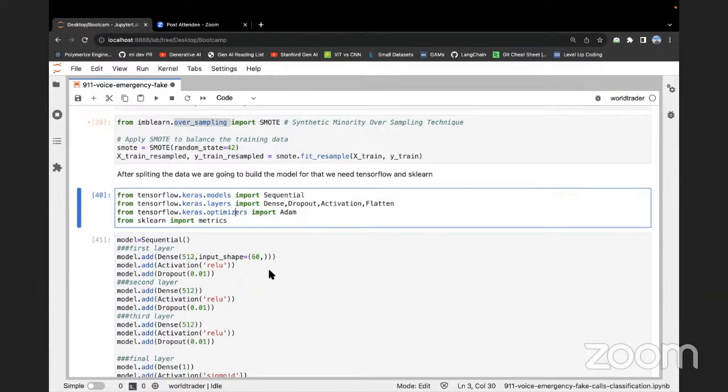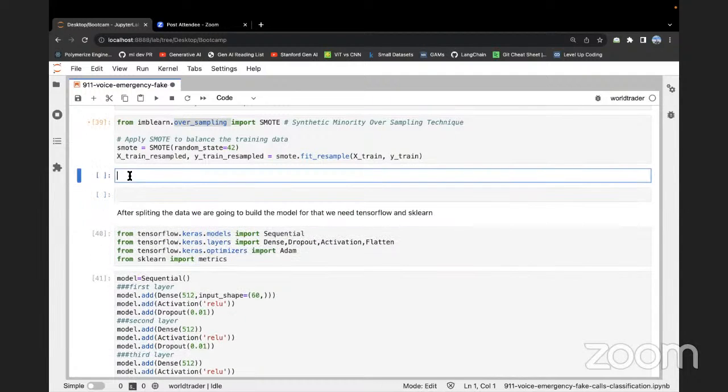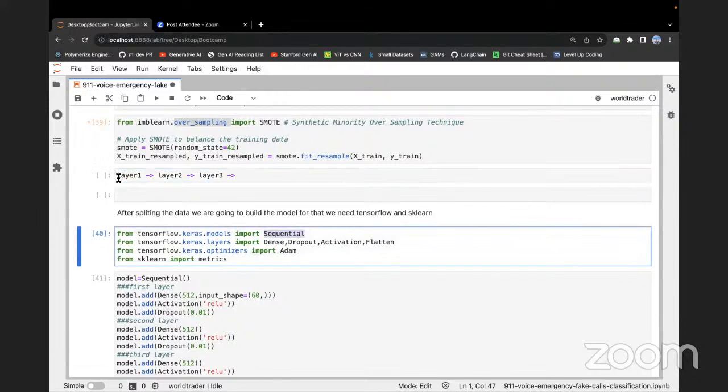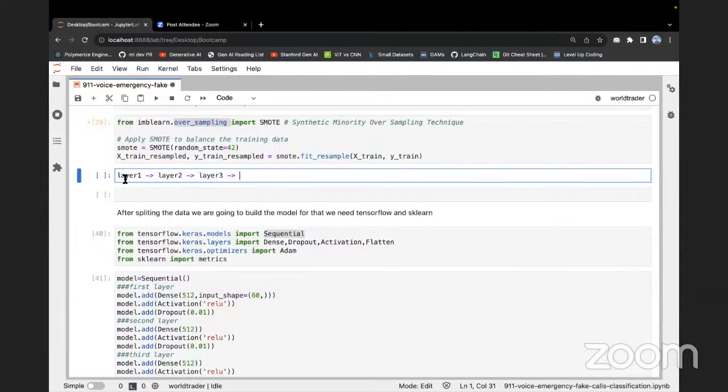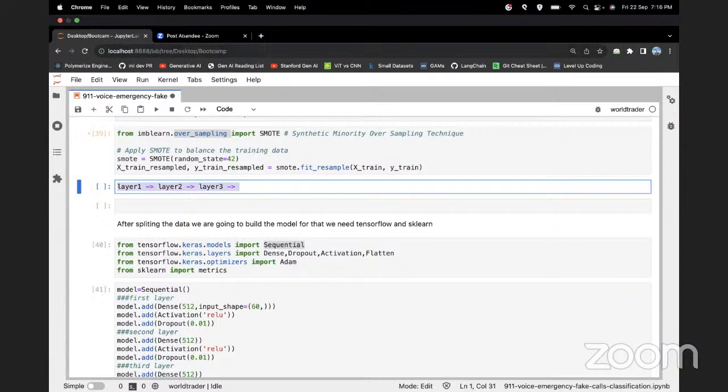Once I have handled my imbalance problem, I am now building a machine learning model from scratch. I import TensorFlow, the Sequential layer. Sequential is the generic artificial neural network creation strategy. There will be layer 1, the output of layer 1 goes to layer 2, the output of layer 2 goes to layer 3, like that. Why is it called sequential? Because there is a sequential pass of data. From layer 1, it will never go to layer 3. It has to go through this route.